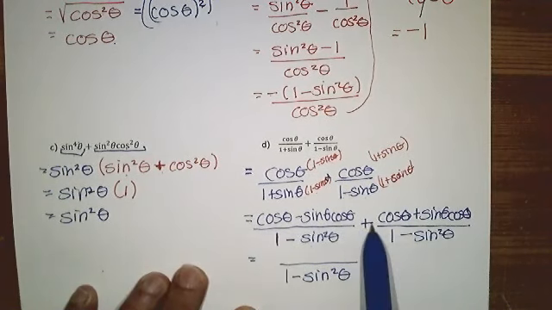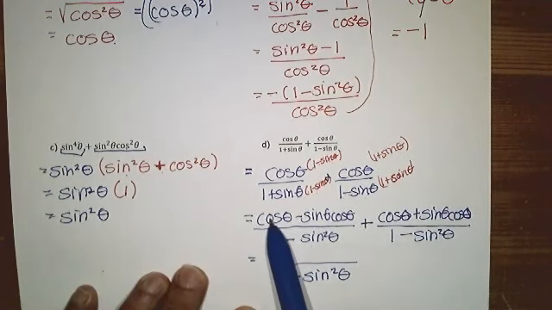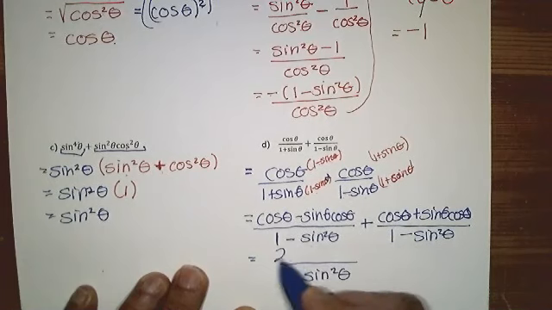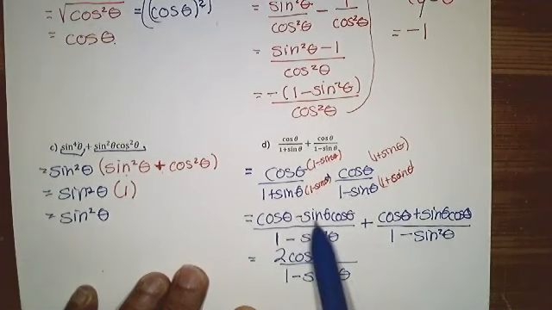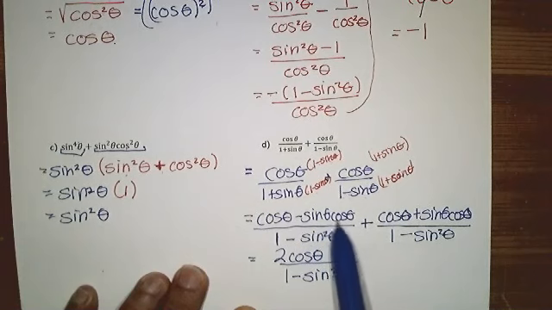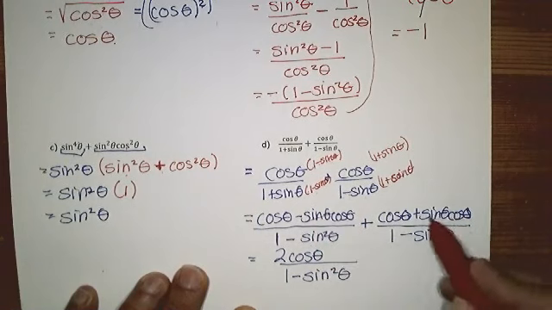So when I look at the numerator, I'm adding here. So I have cos theta here and a cos theta, so 2 cos theta. And I have a negative sine theta cos theta and a positive. So these will actually end up canceling each other out because I have a negative and a positive.